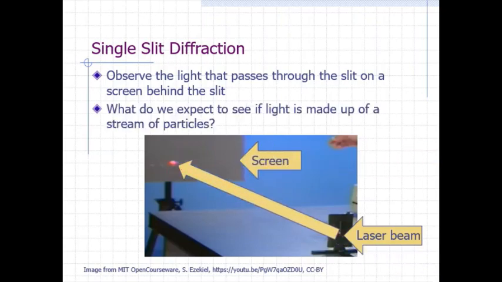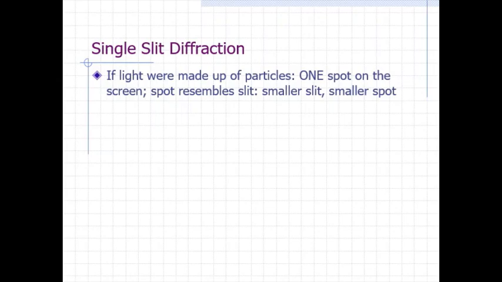What do we expect to see on the screen if light is made up of a stream of particles? If light were made up of particles, we would expect to see just one spot on the screen. We expect that spot to resemble the slit. In other words, the narrower the slit, we expect that one spot to be narrower as well.